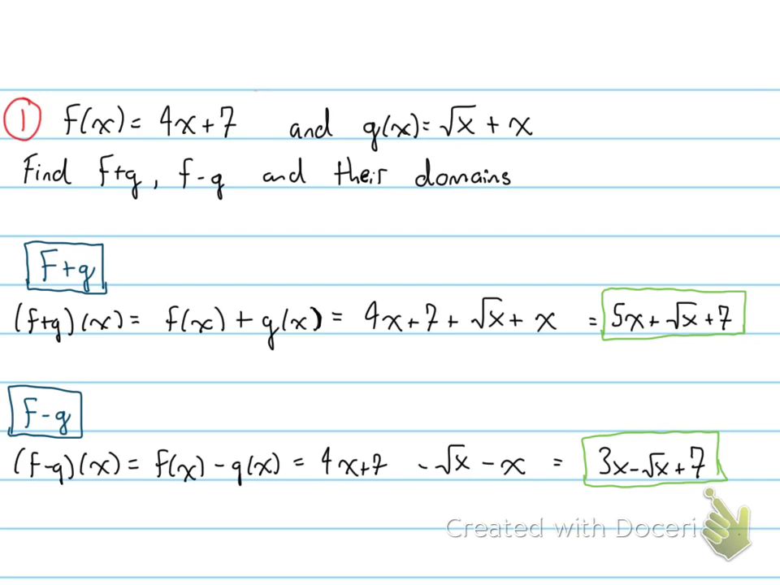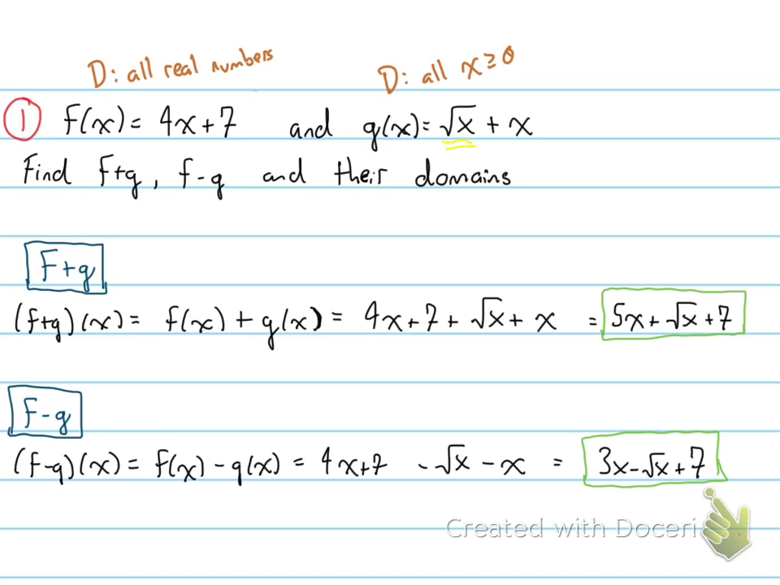Now I want to figure out the domain. So the domain of f of x is all real numbers because I could literally plug in anything for x in f of x and it's going to spit out an answer for me. G of x is a little different. G of x is going to be all numbers greater than or equal to 0 because I have that square root there. So keep in mind, I'm staying within the realm of real numbers here.